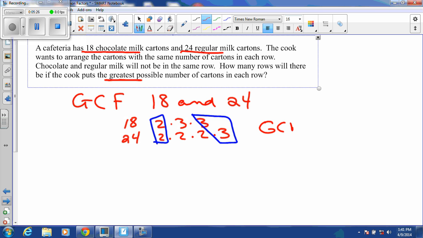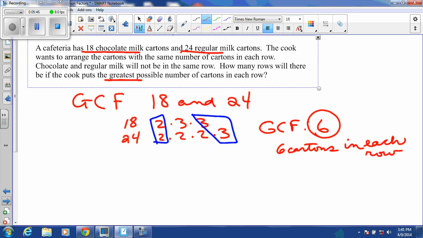Now 6 is not my answer, however. Let's think again about the problem. I have 18 chocolate milk cartons and 24 regular milk cartons. What does the number 6 represent? The 6 represents the 6 cartons in each row. To determine how many rows, I need to see how many rows of chocolate I'll have and how many rows of regular I'll have. I have 18 chocolate milk cartons. There will be 6 in each row, so I will divide by 6. That means there will be 3 rows of chocolate.